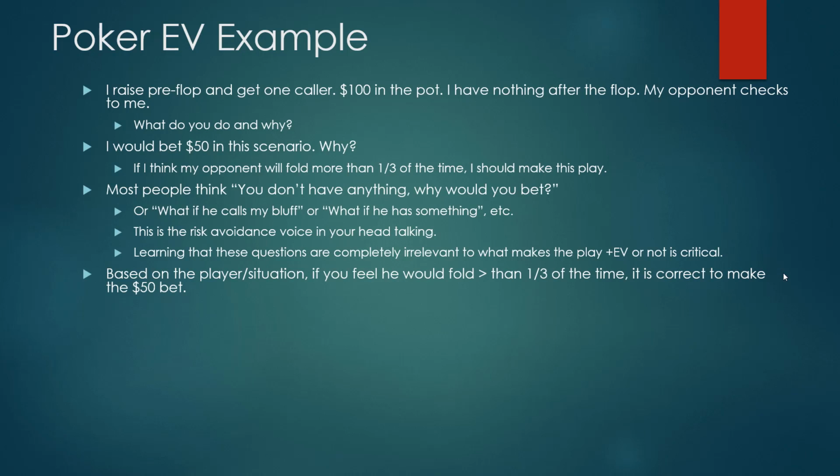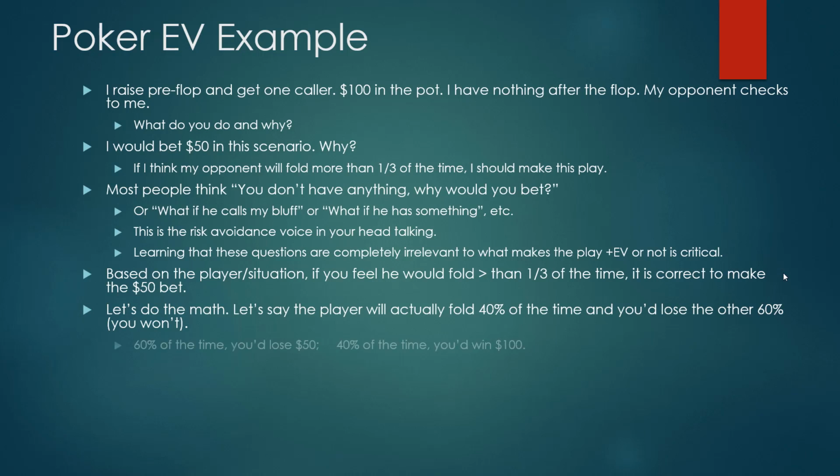So, based on the player in the situation, if you feel he'd fold more than a third of the time, it's correct to make that bet. Here's the math. We're going to estimate that he's going to actually fold 40% of the time, and you'd lose the other 60%, which actually isn't true. We're making it worse than it actually is. So, 60% of the time you lose 50, and 40% of the time you'd win 100. What does that look like? Multiply it out, an expected value of $10.